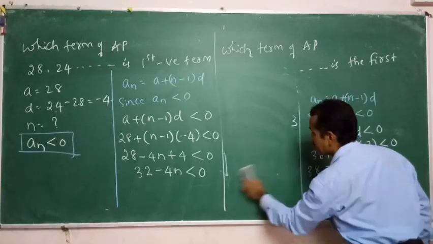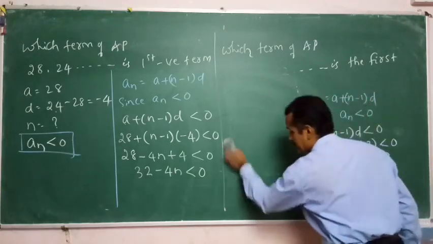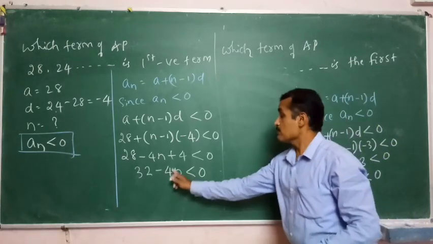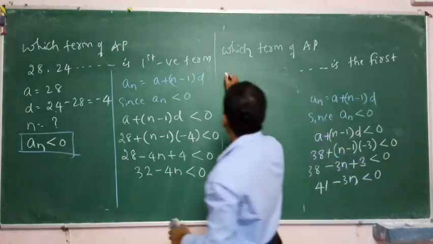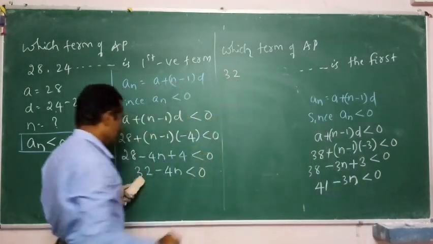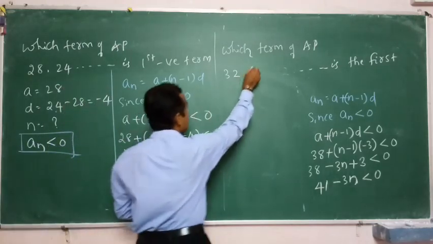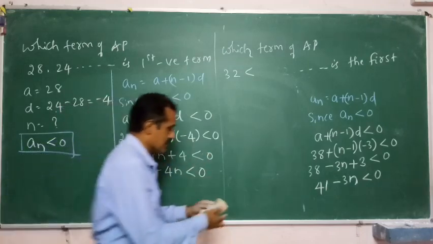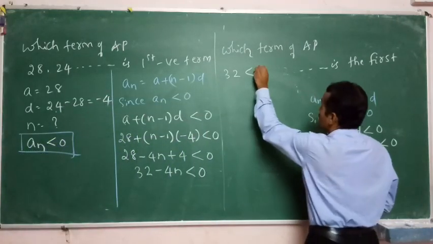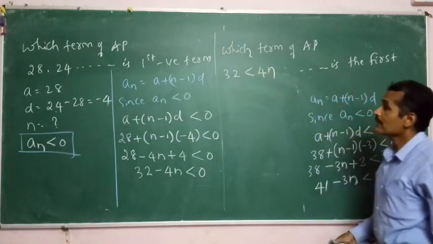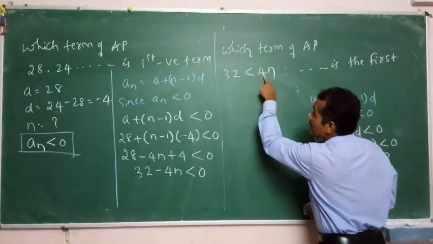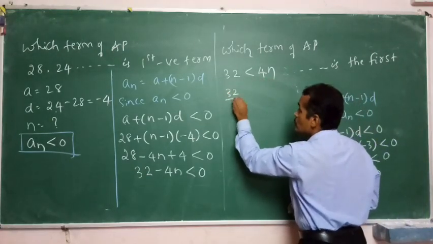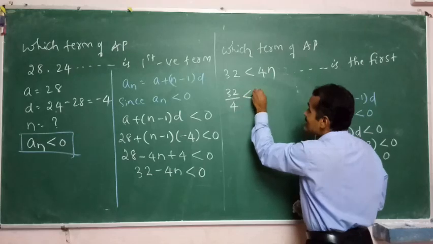Yes. I can shift this minus 4n into the RHS. 32 is less than 4n. Minus 4n to the RHS gives you plus 4n. I will take 4 to the denominator. 32 by 4 is less than n.